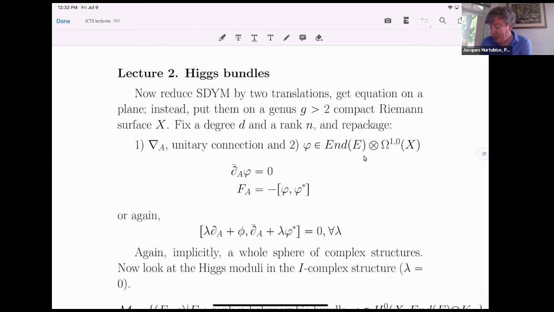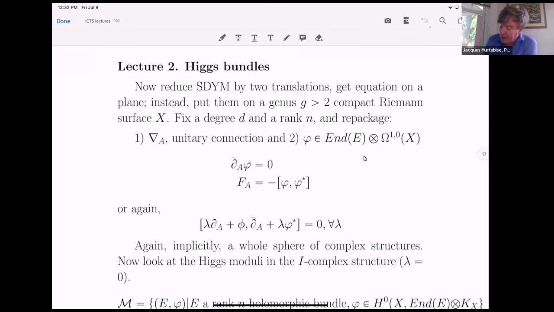So what we've done now: we reduced by translations in 3 directions, we reduced by translations in 1 direction in R4, so now we do 2. And if you do this, you get an equation on a plane. But instead of a plane, I'm going to take a genus g compact Riemann surface. So fix a degree and a rank n, and you repackage things, and you get 2 ingredients. You get a unitary connection.